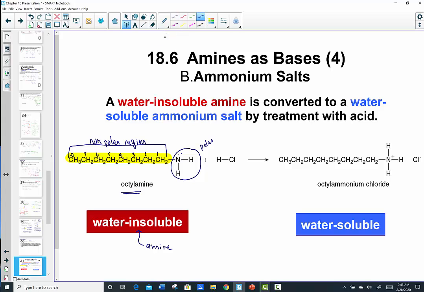and makes it an insoluble compound. However, if I treat that with an acid, we can form a salt, right? Because a base plus an acid produces a water-soluble salt. So I'm able to convert my insoluble amine into a water-soluble salt. And we would call that octylammonium chloride. We have a positive cation, a negative anion, that's the salt, and salts are always soluble. Does not depend on the length of the carbon chain.